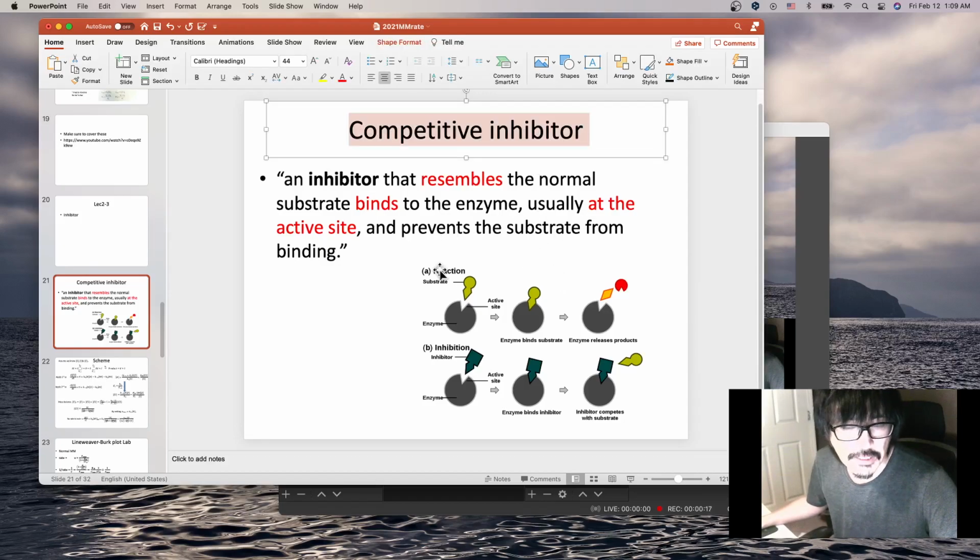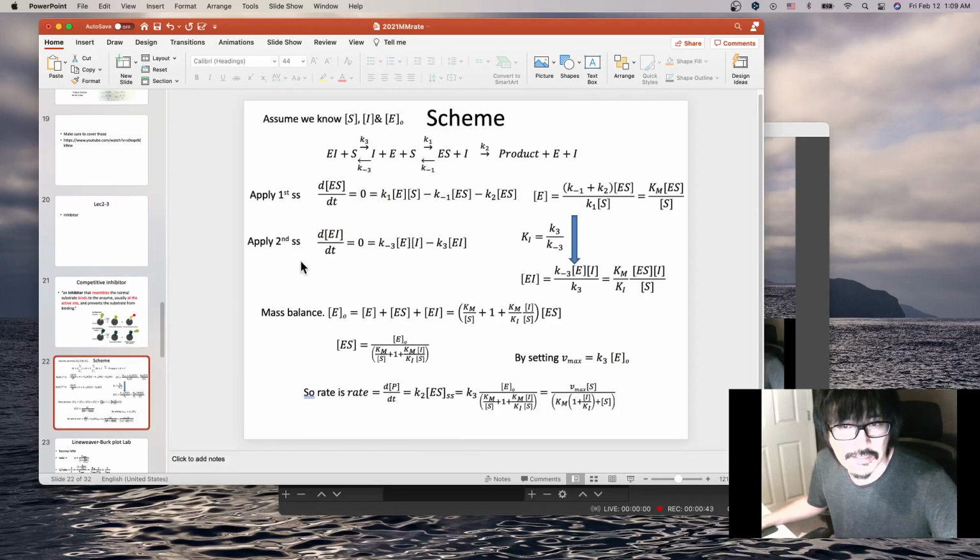What the competitive inhibitor does is that there is the active site, right? And then instead of the substrate binding, the inhibitor can actually bind to that site, so that the substrate cannot actually bind to the enzyme. Thus the reaction doesn't happen. So that's pretty much what the competitive inhibitor does. So let's just create the scheme for this reaction right here.